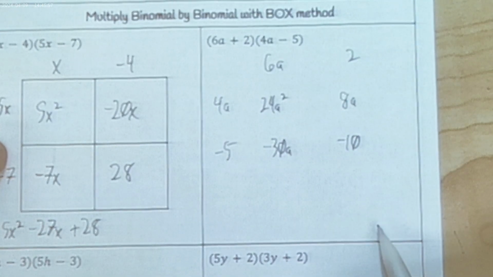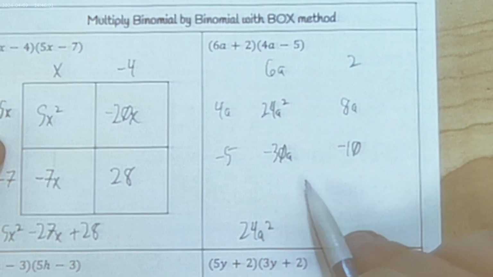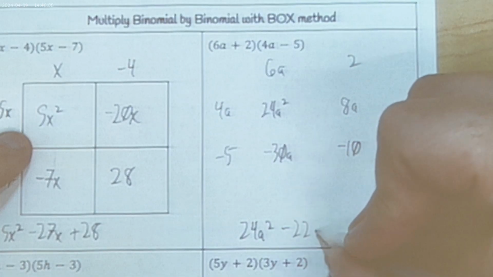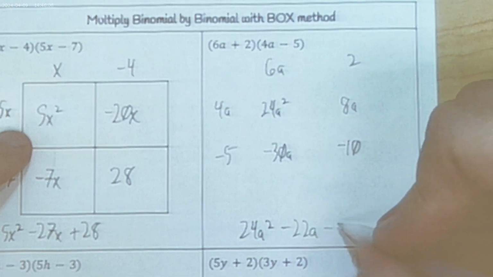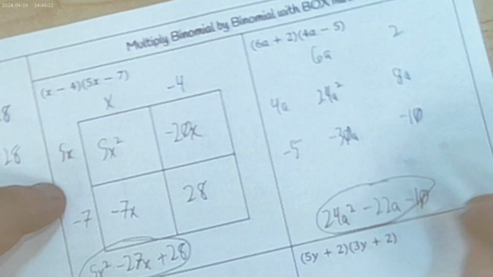So now all I'm going to do is combine all the terms. So that gives me 24a squared. Negative 30 plus 8 is negative 22a, and then minus 10. I've got to make sure to circle my answers.